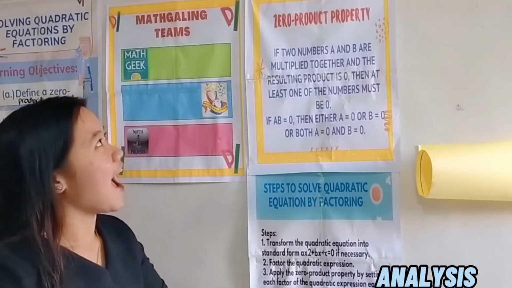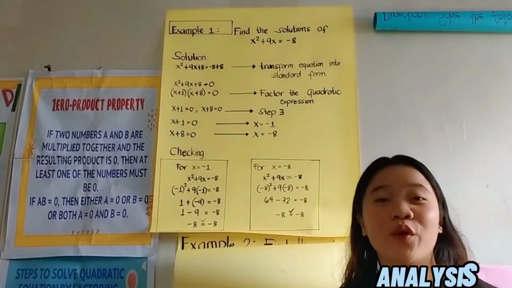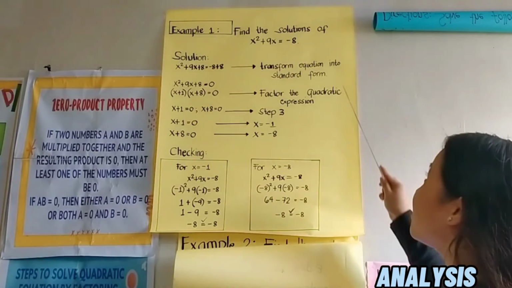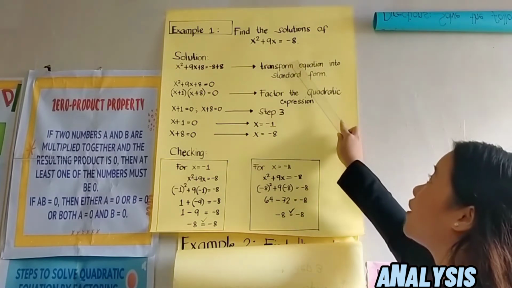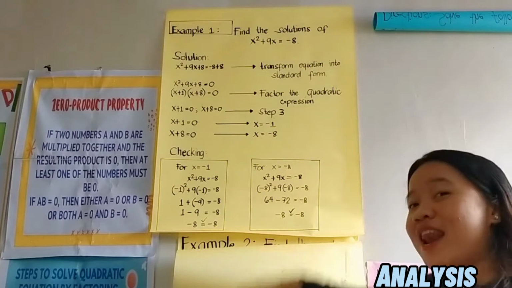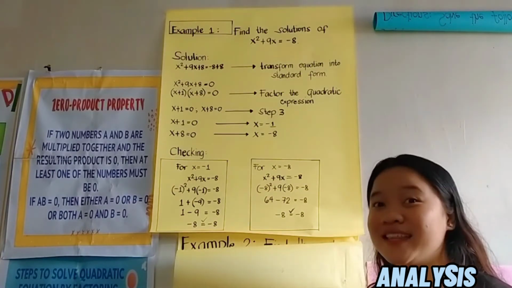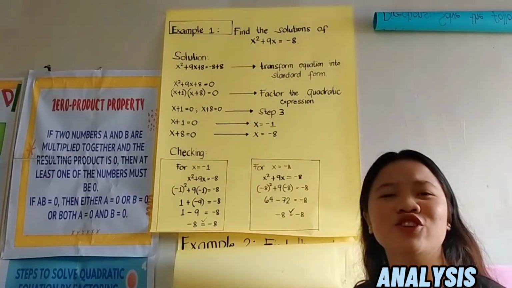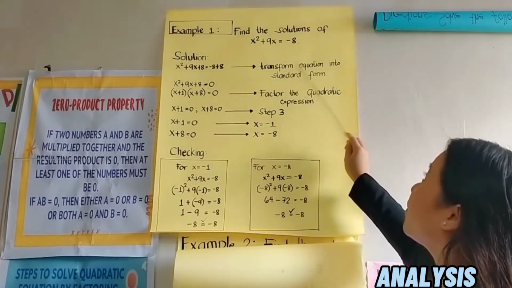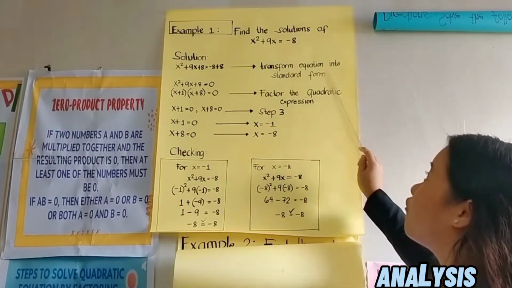So for us to be enlightened about how to really solve a quadratic equation by factoring, I have here an example. We have here our first example, which is to find the solutions of x squared plus 9x equals negative 8. Now, let's follow the steps provided in solving a quadratic equation by factoring. First, we need to transform the equation into standard form.